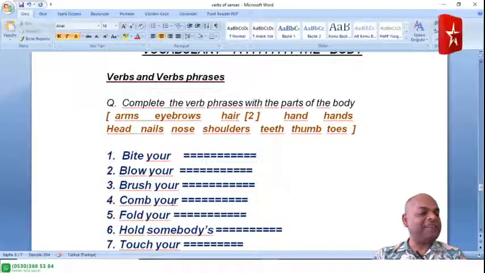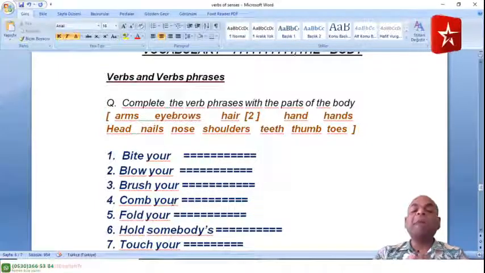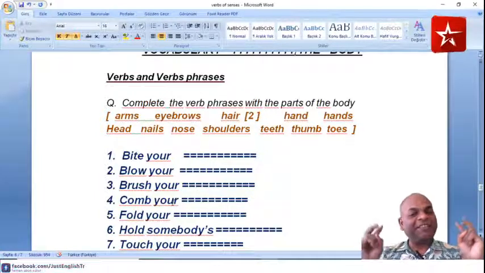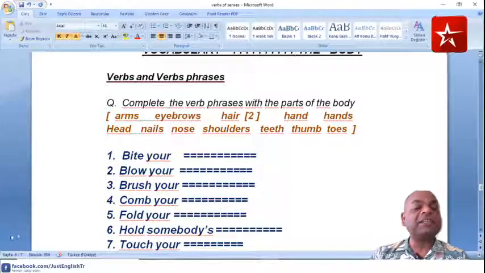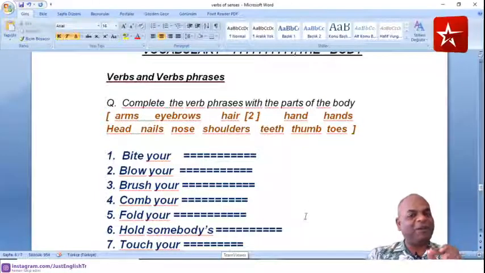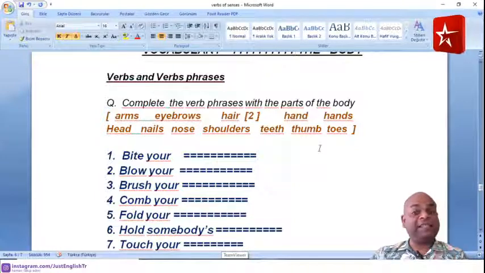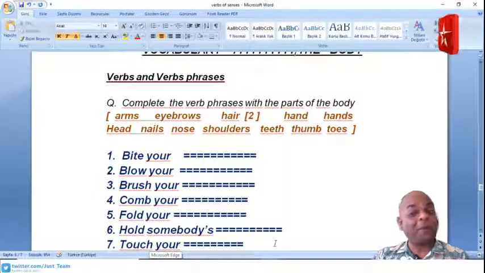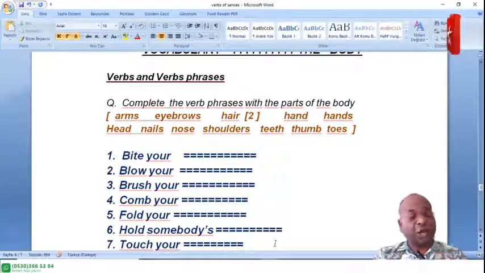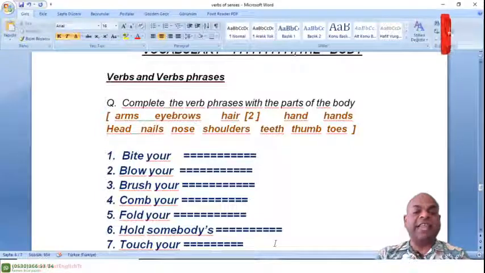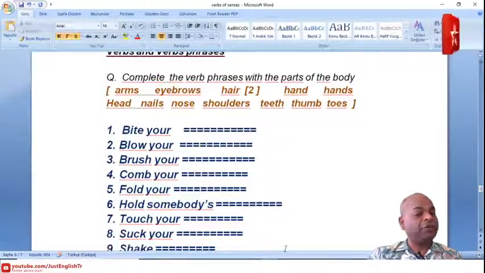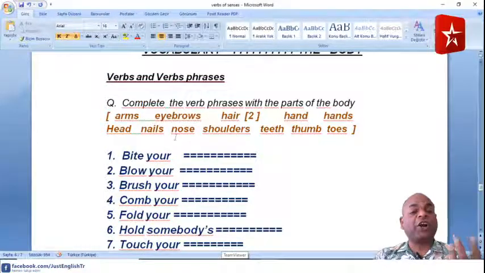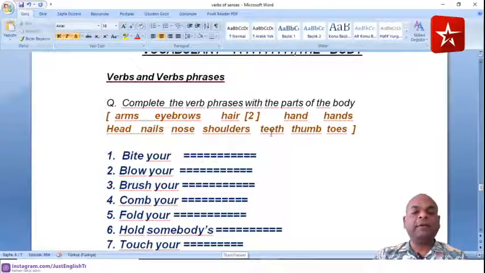Well, I'm getting the answer. Zainab says hand. Bite your hands. Oh my God. Zainab, I think you tried a little bit better, but here, guys, let's take one more chance. Guys, hand is not the answer here. One more try. Good try, Zainab. Well done. You tried, but not a problem. Let's get the right answer. Bite your, guys, what verb phrasal will come there? Is it going to be arms, eyebrows, hair, hand?